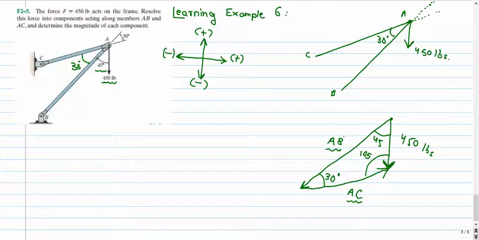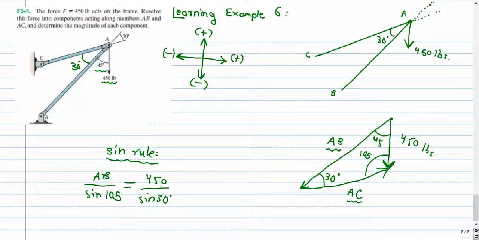Now finally, to find the magnitude of these components, all we have to do is simply apply the sine rule. If you don't know what the sine rule is, you can Google it up. So according to the sine rule, AB over sine of 105 degrees should be equal to 450 over sine of 30 degrees. And the answer that we get for AB is 869.3 pounds.